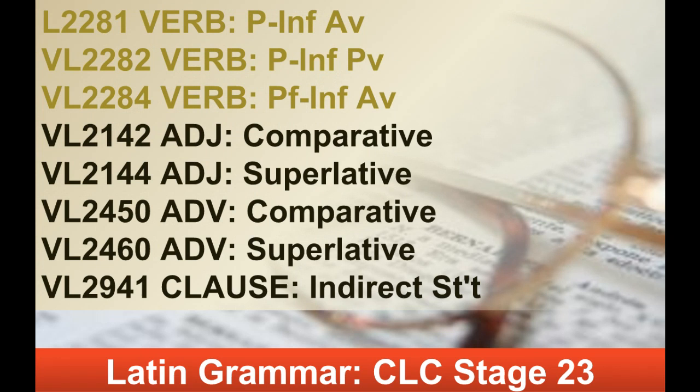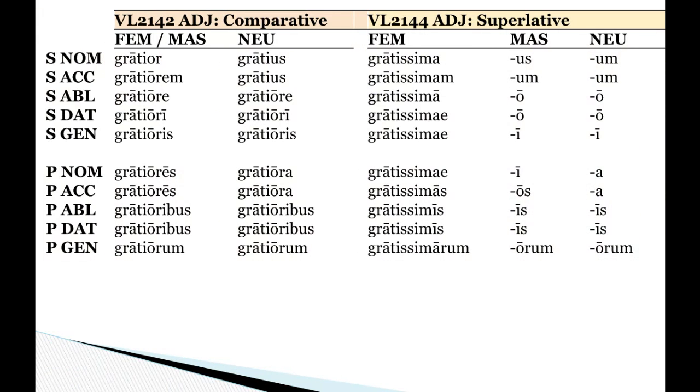A little bit of review on the adjective, comparative, and superlative. There are 3 degrees of the adjective. Positive is found in the glossary, good. And then we have the comparative, which we learned in chapter 9, which is gratior. So in other words, you take the stem and then you have ior, iorem, iore, iori, ioris, iores, iores, ioribus, ioribus, iorum. And the neuter, gratius, gratioris, gratiore, gratiori, gratiora, gratiora, gratioribus, gratioribus, gratiorum.